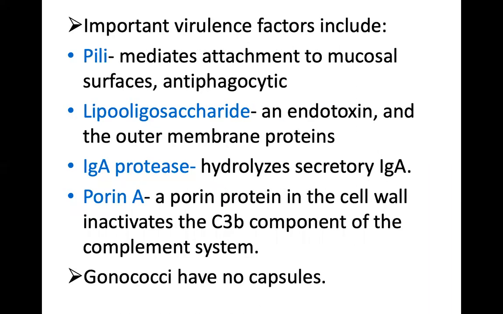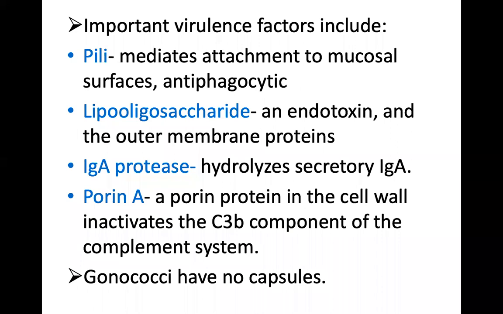So important virulence factors for Neisseria gonorrhoeae include the pili, which mediate attachment to mucosal cells. There are some pili types that are also antiphagocytic. The lipo-oligosaccharide, which is an endotoxin, and outer membrane proteins. These outer membrane proteins play a very, very important role in immune evasion. They prevent establishment of an immunological memory.